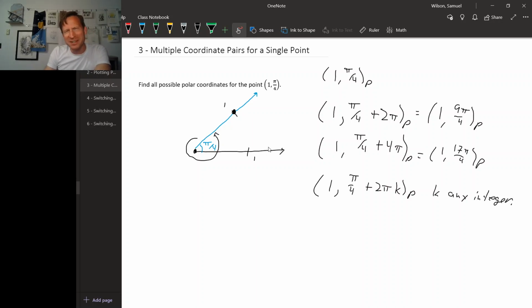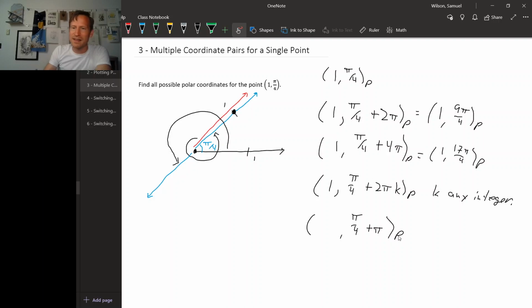But actually, we haven't even found them all, because what if the positive theta direction went down and to the left? Then the negative direction would be going up and to the right, and we could use a negative r value to get to this point. So what angle would this be? Well, that would be our pi over 4, but then plus a half turn. So that would be pi over 4 plus pi. And then instead of going 1 unit in the positive direction, we'd go 1 unit in the negative direction. And so the r value would be -1 for this pair of polar coordinates.